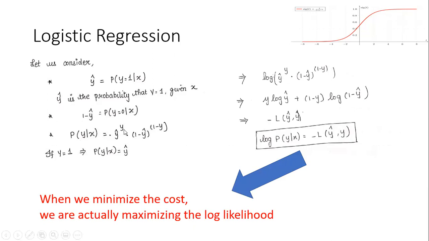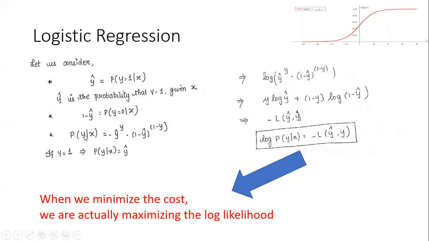In this case, if y is 1, it converges to this one. If y is 0, it converges to this one. And when I take the log of this, now you should understand the logic of what I'm trying to say.